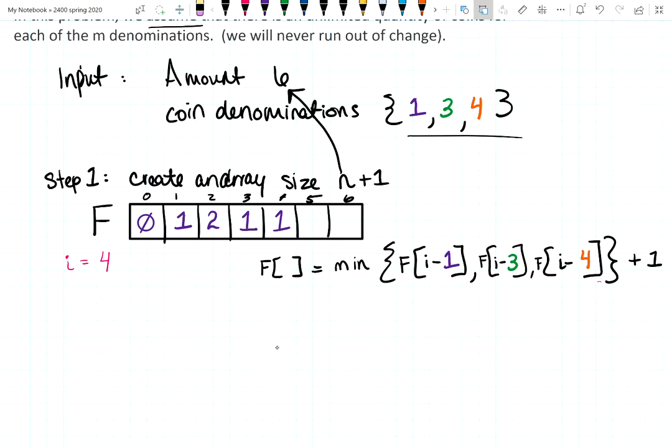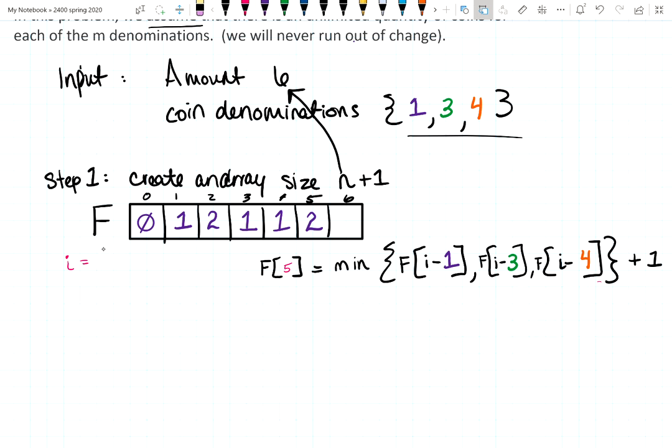Increment i, it is now 5. f of 5 is equal to the minimum of these three. So 5 minus 1 is 4. f of 4 was 1. 5 minus 3 is 2. f of 2 is 2. 5 minus 4 is 1. f of 1 is 1. The minimum between 1, 2, and 1 is 1. Add 1 to it, that's going to be 2. So f of 5 is 2.